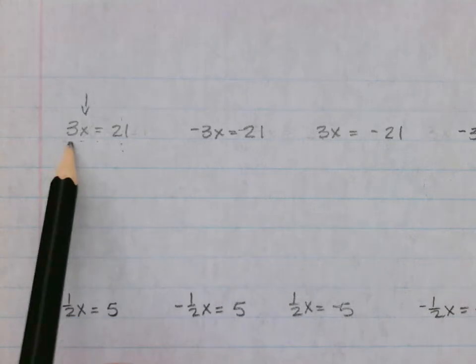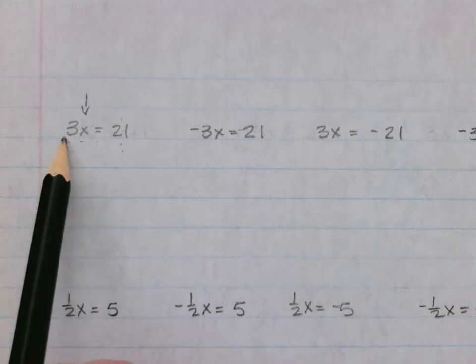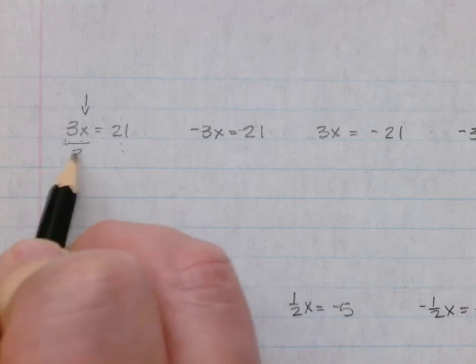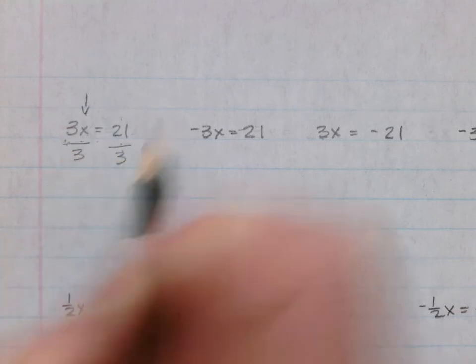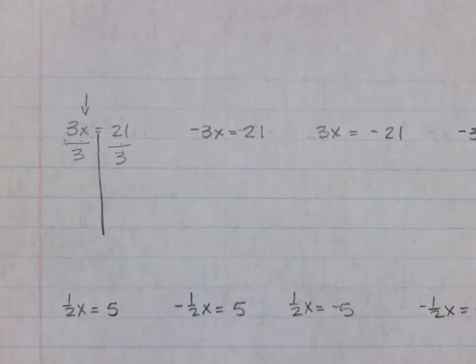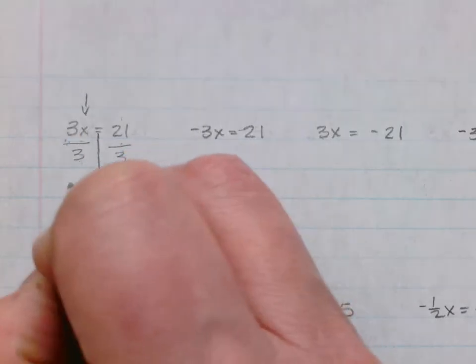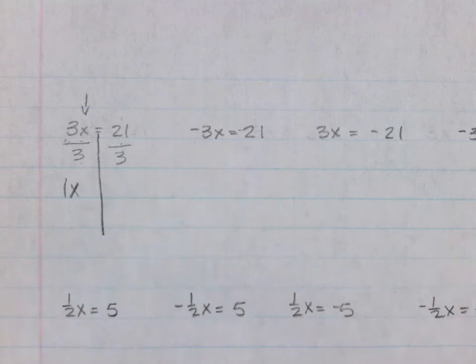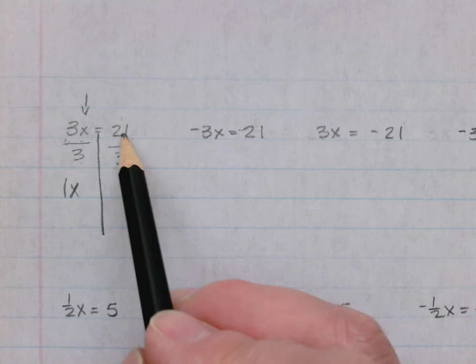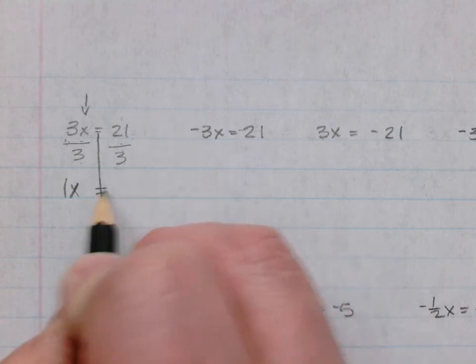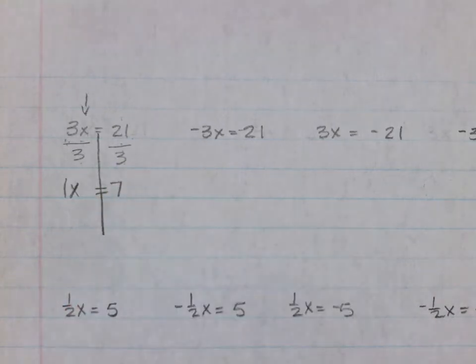In order to undo this multiplication, I'm going to use the inverse operation of division, and I'm going to divide both sides of my equation by 3. I have to do that on both sides to keep my equation in balance. On the left side, 3 divided by 3 is 1, so I'm simply left with 1 times x, and that's what I wanted. On the right side, I'm left with 21 divided by 3, which is 7. Intuitively, we knew that our answer was going to be 7.